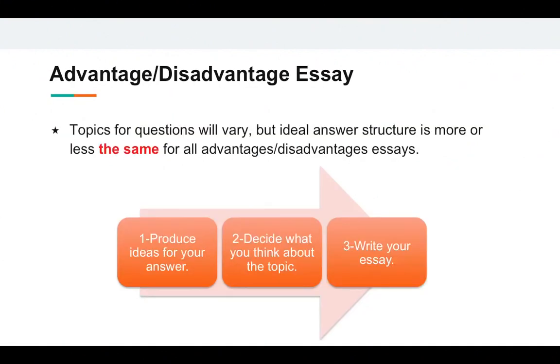Topics for questions will vary, but the ideal answer structure is more or less the same for all advantages and disadvantages essays. For this ideal answer structure, you need to follow these three steps. 1. Produce ideas for your own answer before you start writing your essay. 2. Decide what you think about the topic. And 3. Write your essay.